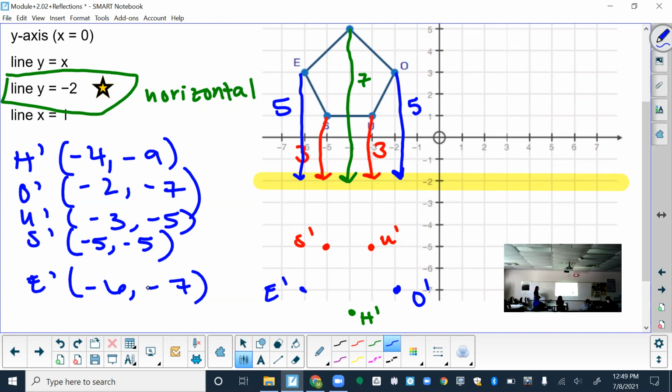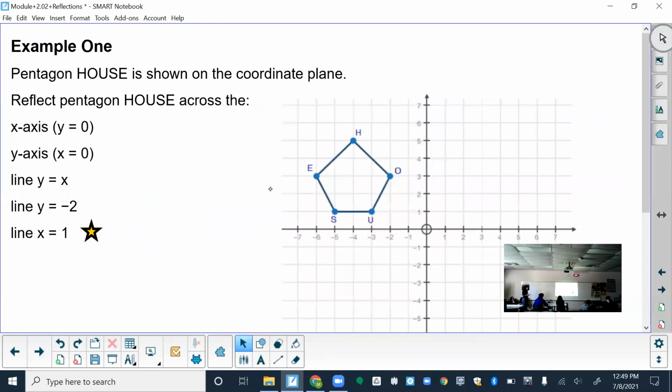All right, and then if you look back at what these original coordinates were, they don't really follow a specific pattern for each one like the other examples that we did. So that's why you have to actually count it like we did here. All right? Would you guys like to try the next one on your own, the line x equal to 1? I think you guys got it. I'll kind of help you out.